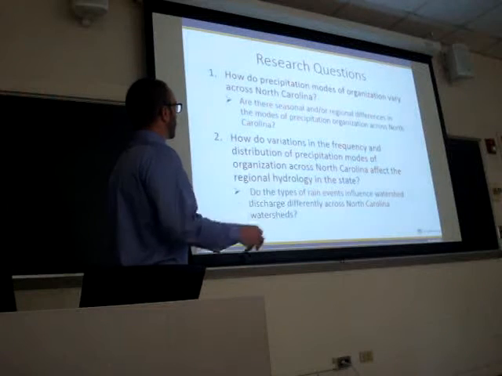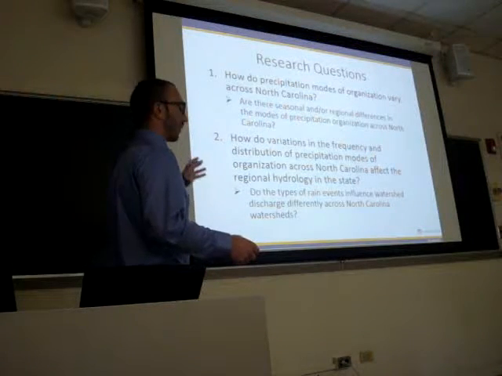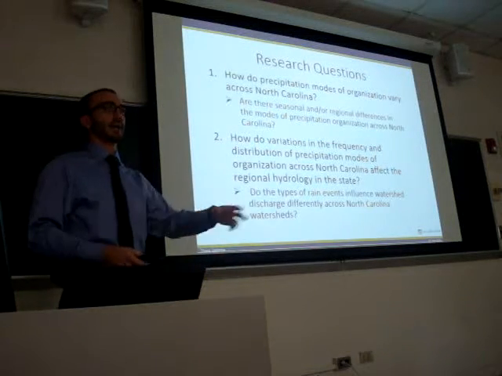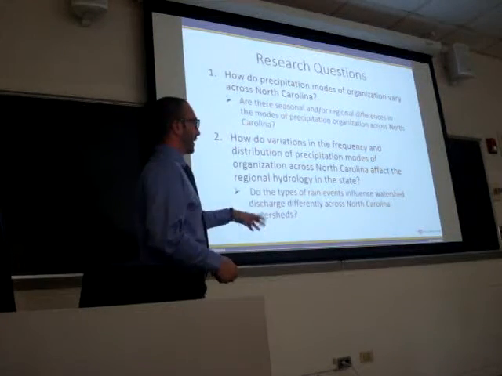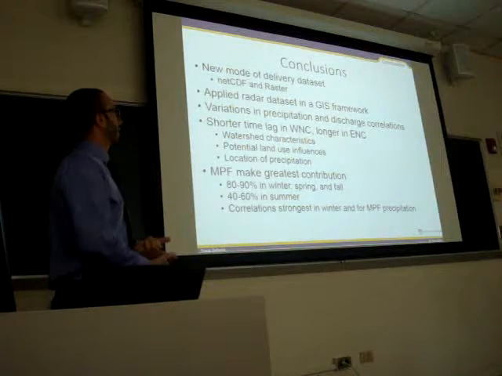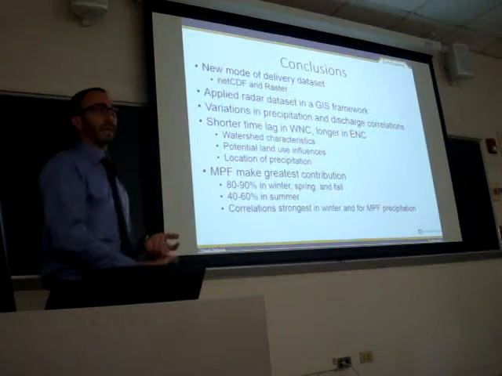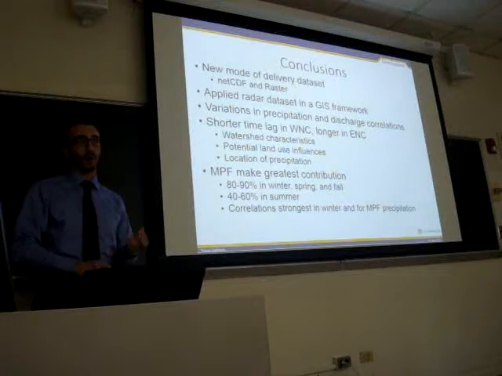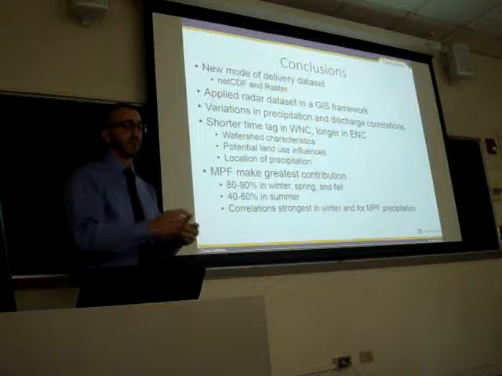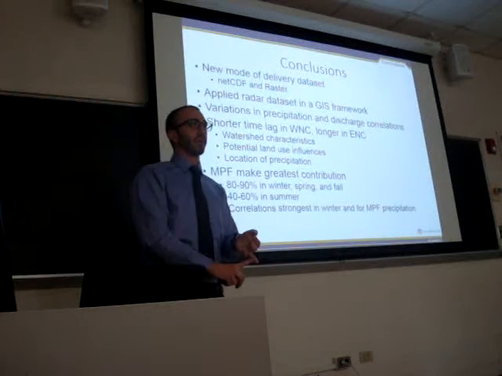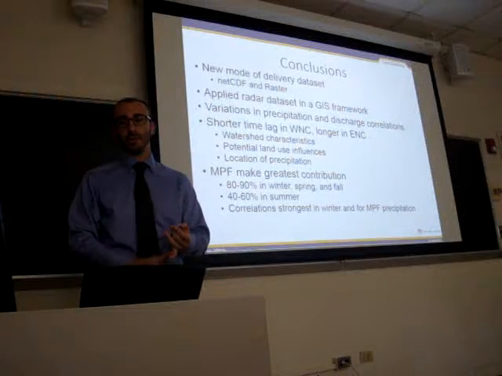And so pulling this all together, what we were trying to see is: does precipitation organization vary across the state? Does it vary seasonally? And then how does that affect discharge? Well, we've done that. We've created this data set to answer that question. We've applied the radar data set into a GIS framework, and we have found that there are variations of the precipitation regimes in the winter and fall. We've seen that variation across the state of North Carolina alone.